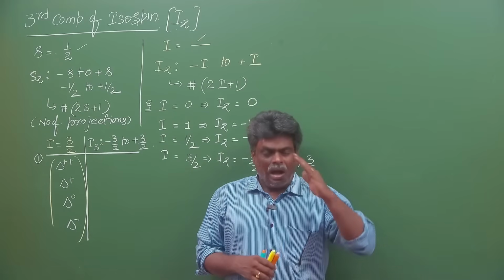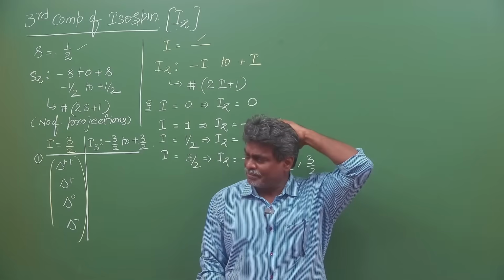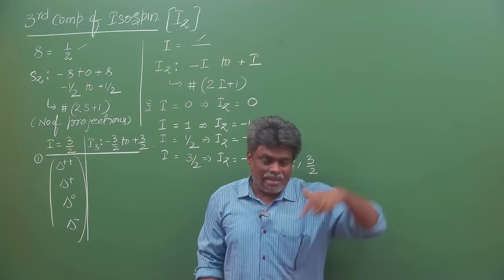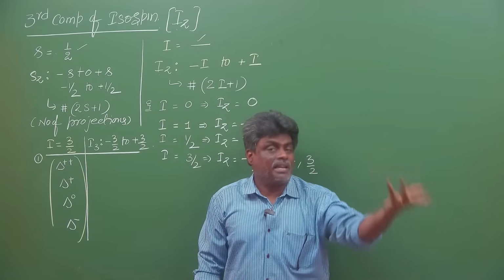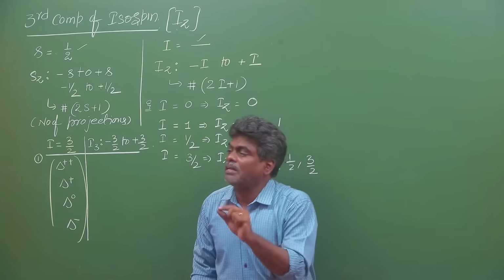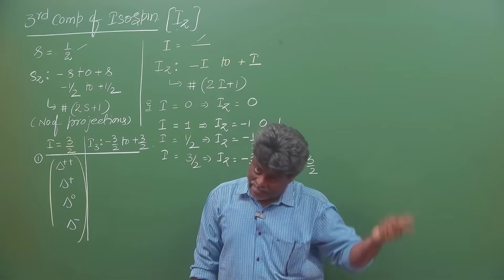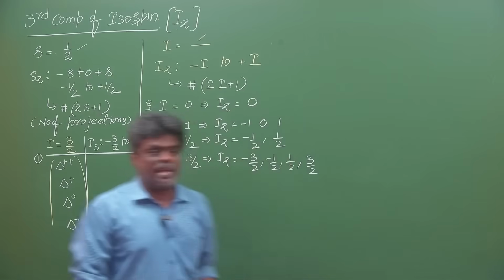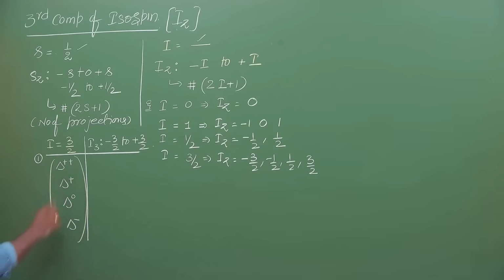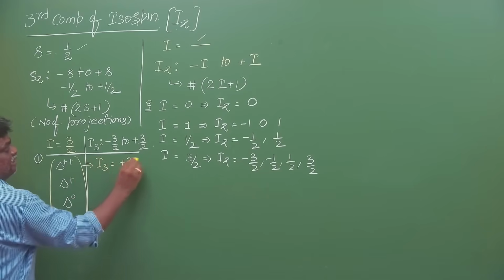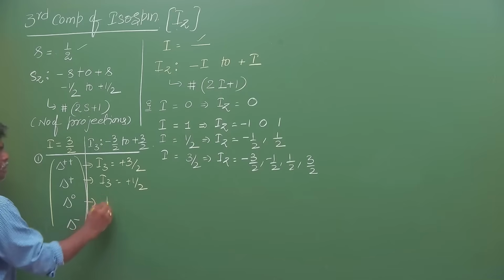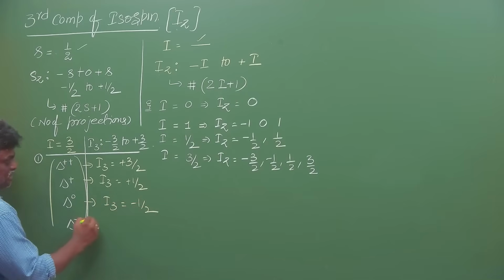Wait. Higher the charge, higher I3 value. I3 means IZ. Higher the charge, higher I3 value. That means the particle with the higher charge takes a higher I3 value. The particle with lower charge will take a lower I3 value. Now in this group, which is the higher charge? That's why what is I3? Next to lower charge I3 decreases.